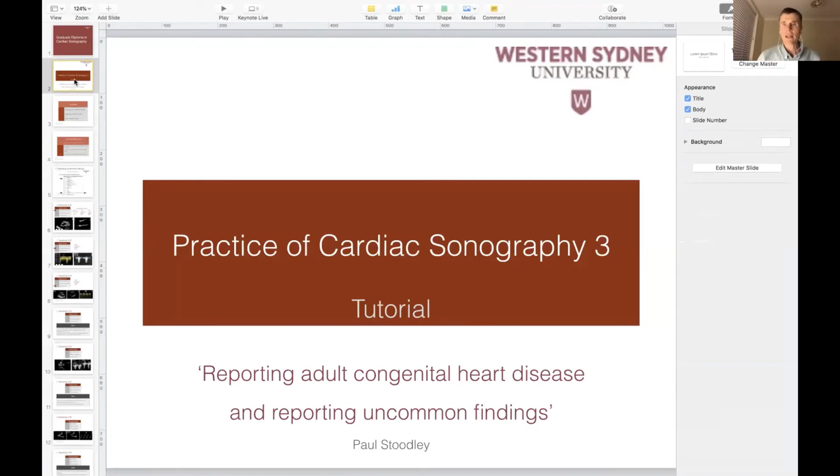Tutorial for practice of cardiac sonography 3, reporting adult congenital heart disease and reporting uncommon findings. I'll spend most of my time discussing reporting congenital heart disease, but what I want to say from the outset is that this is not entirely limited to congenital heart disease. What I want to help you to appreciate is some of the ways that you want to approach reporting echocardiographic images and measurements in general.